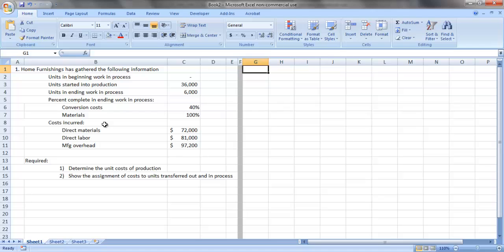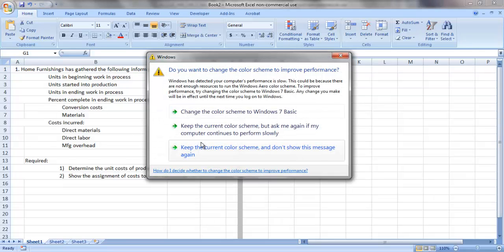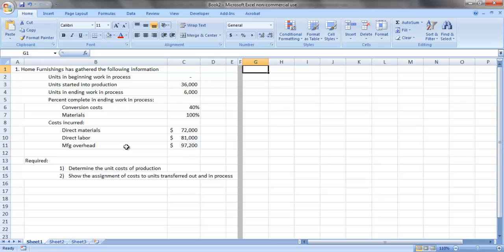During the period, Home Furnishings incurred $72,000 in direct materials costs, $81,000 in direct labor costs, and $97,200 in manufacturing overhead costs. The problem asks us to determine the unit cost of production and then to show the assignment of cost to units transferred out and in process. So the first thing we need to do for part 1, determine the unit cost of production, is calculate the equivalent units of production with respect to both materials and conversion.